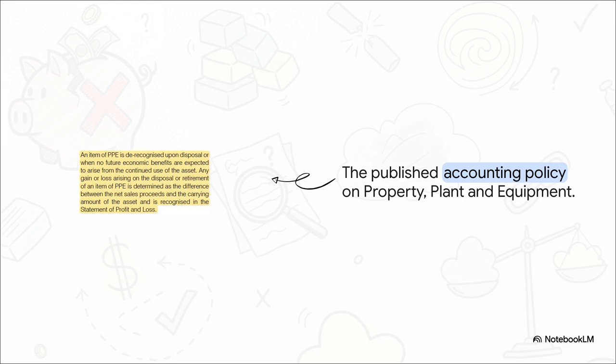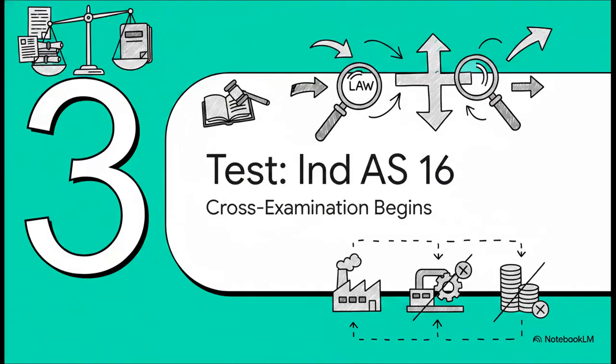Okay, but then they explicitly mention that any gain or loss arising on the disposal or retirement of an item of PPE is determined and recognized in the statement of profit and loss. I want you to keep that specific word, retirement, in the back of your mind. It's really the whole crux of our investigation today. Which brings us to Section 3, Testing against Ind AS 16.